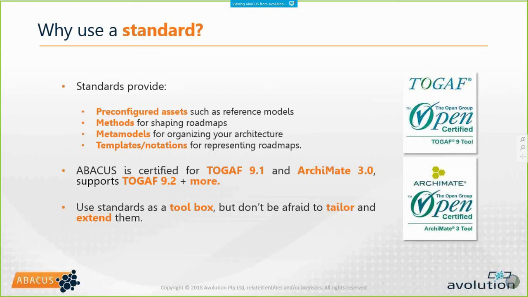So in Avolution, we're proud to say that ABACUS is certified for TOGAF 9.1. It's certified for Archimate 3.0. I can tell you, hot off the press, because TOGAF 9.2 has just gone live, we now support 9.2. We're not certified yet, but that's only because the certification process hasn't started yet. So we expect to be certified for the latest release. And of course, we support many, many other standards, including things like BPMN, UML. I'll show you a bit more of those in a moment.